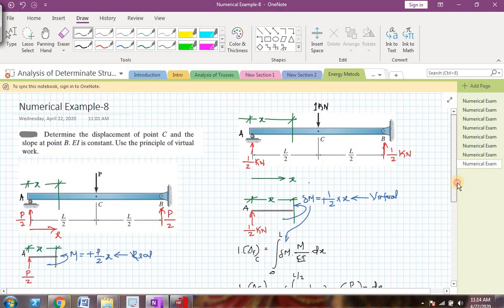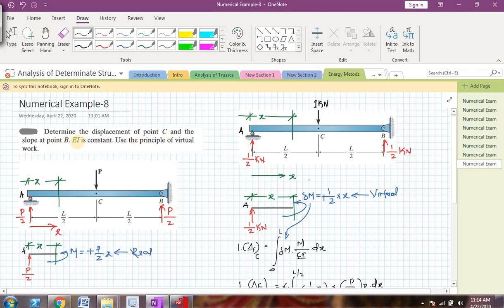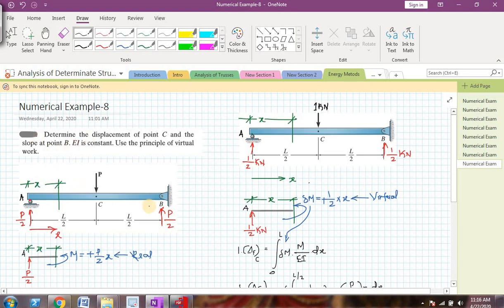The first part of the problem we have already solved. There is also a second part. We have to find the slope at point B. So for that purpose I will remove the external loads, that is, the real load. I will draw this beam and apply a virtual moment at B. I can apply it either in a clockwise or an anti-clockwise direction. The final answer will tell you whether the slope is clockwise or anti-clockwise. So I will take the same beam without the external load, but with a virtual unit moment applied at point B.